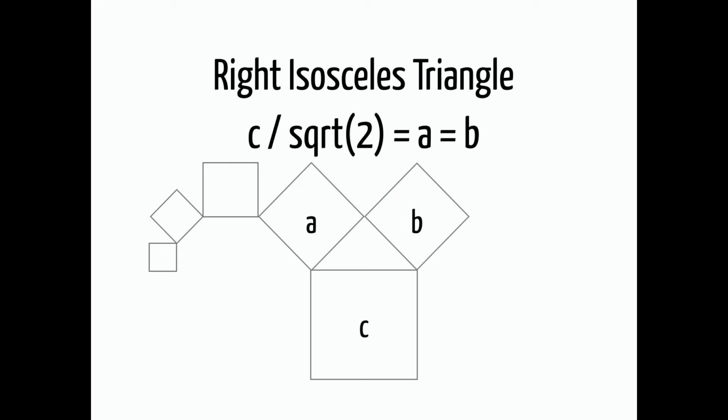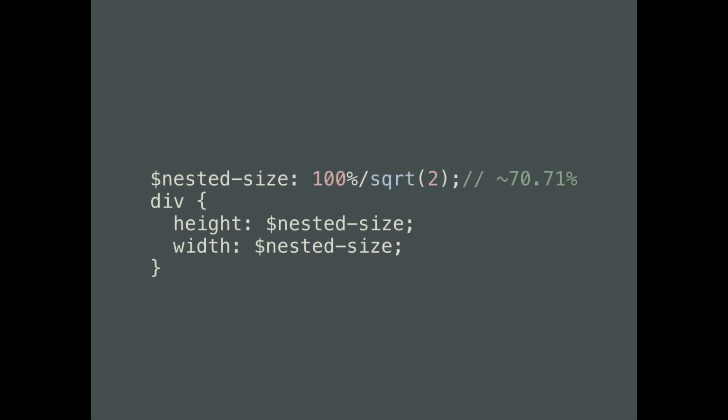So how would this look in CSS? And this again is Sass. If you don't know Sass, it's just a precompiler, and the square root is basically just a function that calculates the square root. So I'm saying the nested size is 70.71% approximately of the parent element. So each element that's nested gets smaller and smaller.